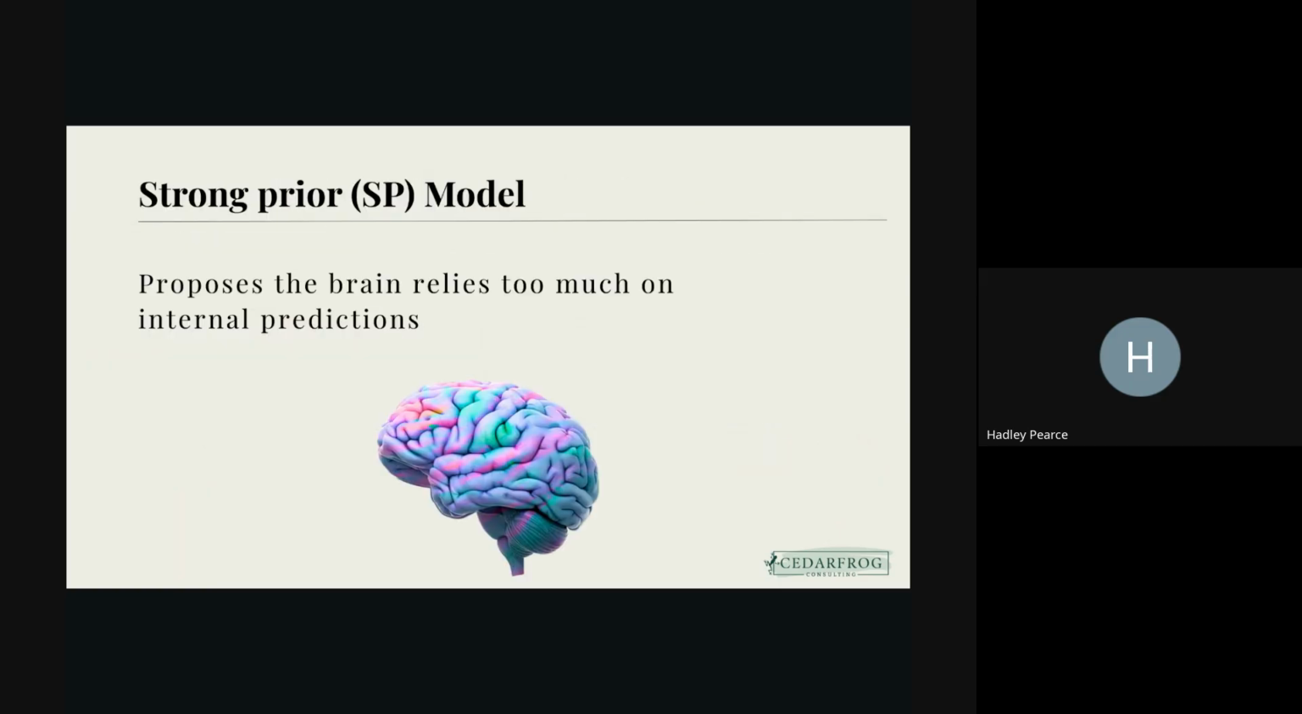The strong prior model proposes that the brain relies too much on our internal predictions. This is a more neuropsychological approach that states that the psychedelic experience may come from reduced incoming sensory signals, while the brain becomes more influenced by its own beliefs and expectations.